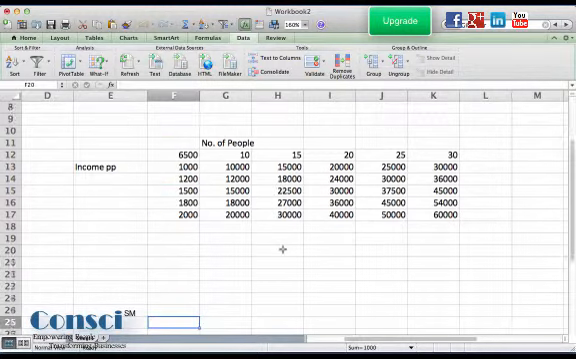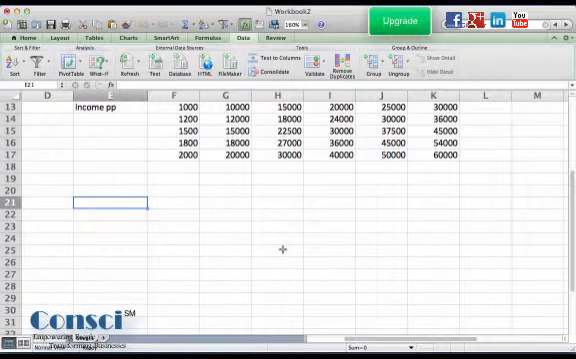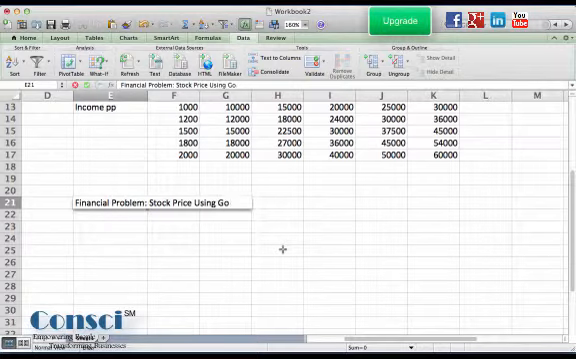Now let us look at it from the perspective of some different example. Okay, now let us say we want to deploy it for a typical financial problem where we need to compute the stock price using Gordon growth model.